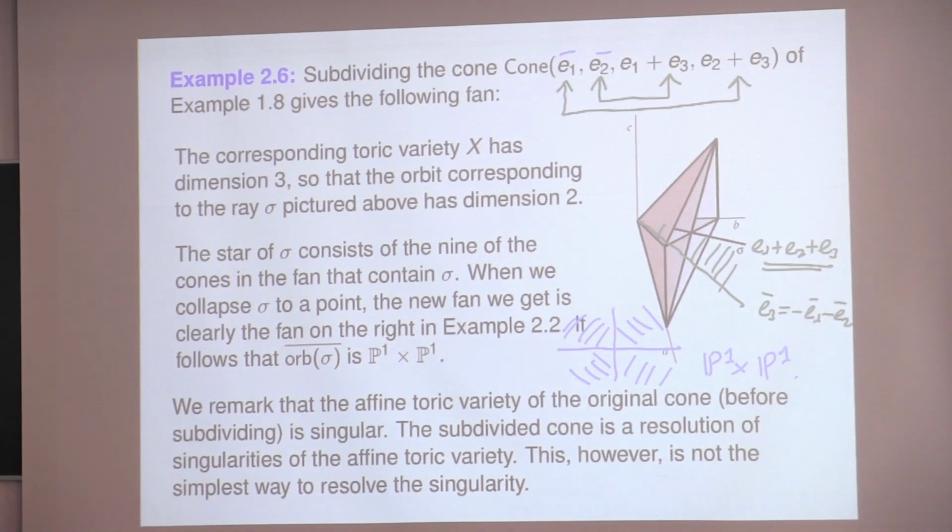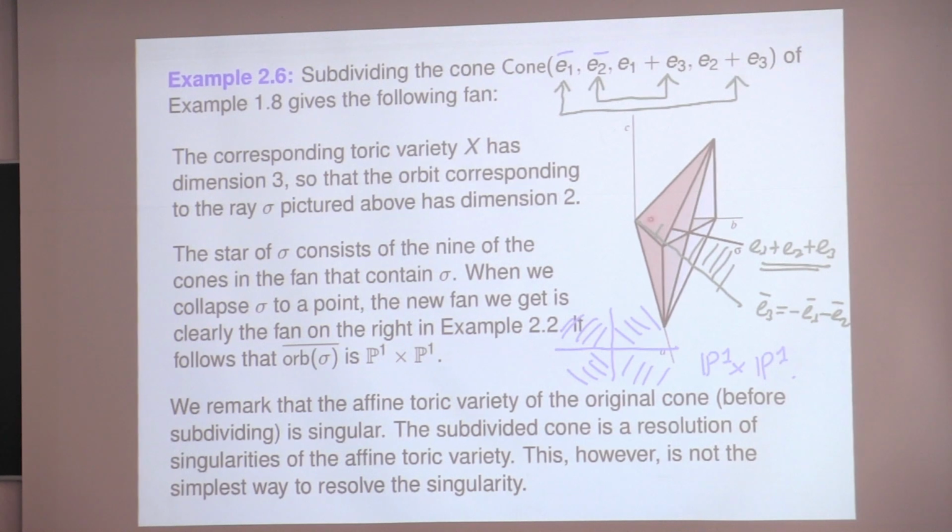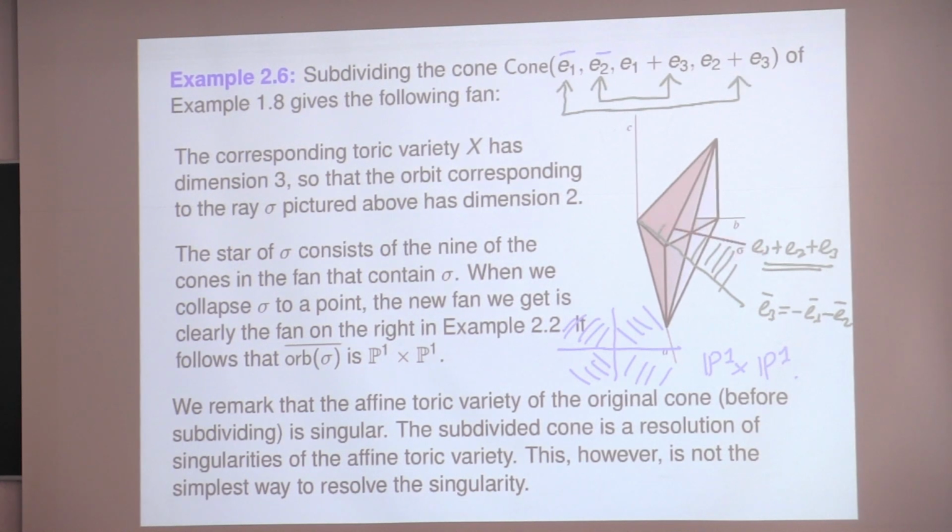This is a resolution of singularities, and just one comment is that this is not the easiest way to resolve the singularity. We started from the singular cone and produced another variety that is almost like that one, where you replace a point by a copy of P1 cross P1. We started from a singular variety that is singular at only one point. We added this ray sigma. That point got replaced by a copy of P1 cross P1, and the new one is non-singular.